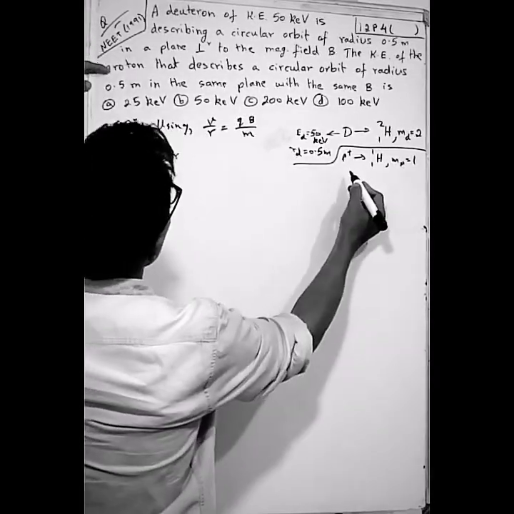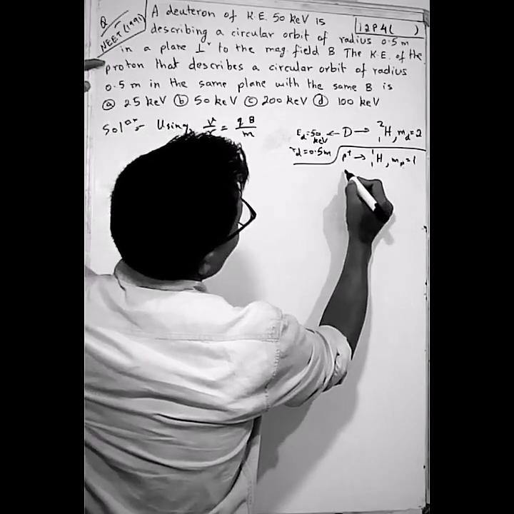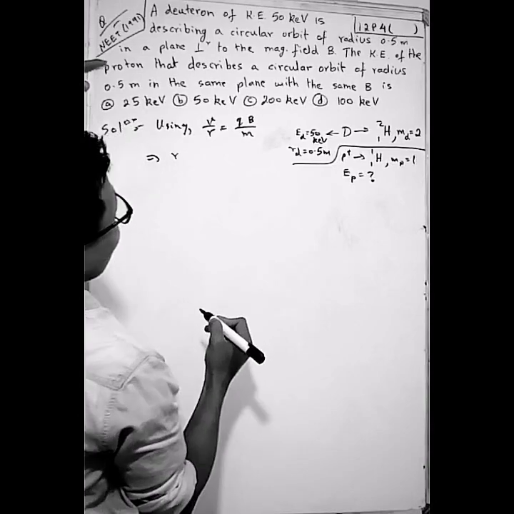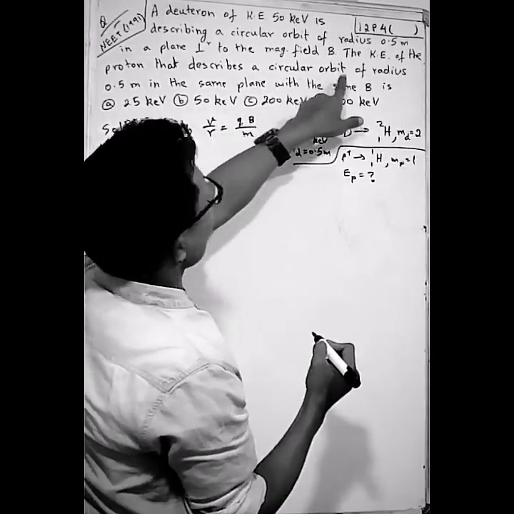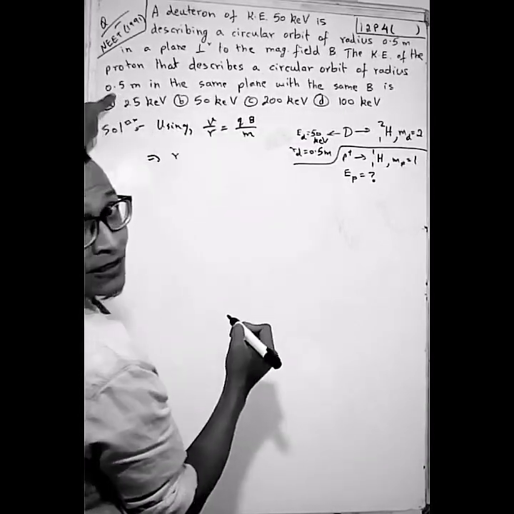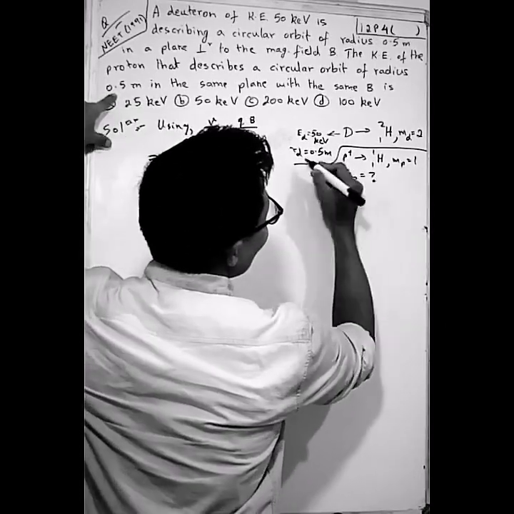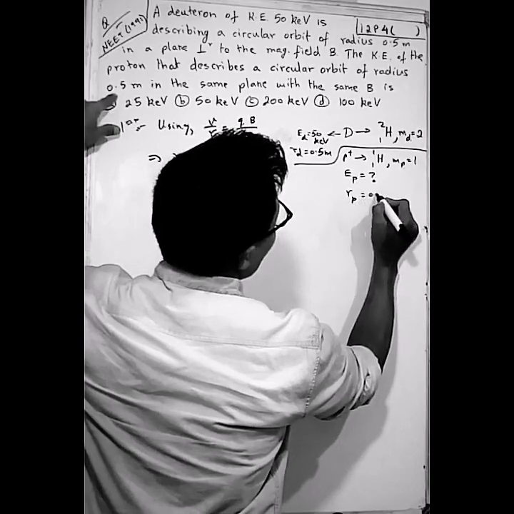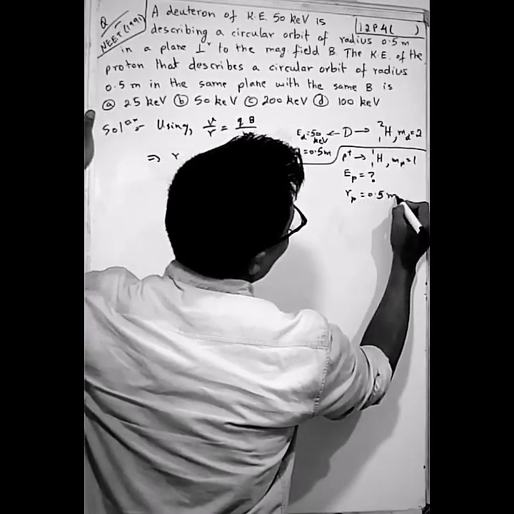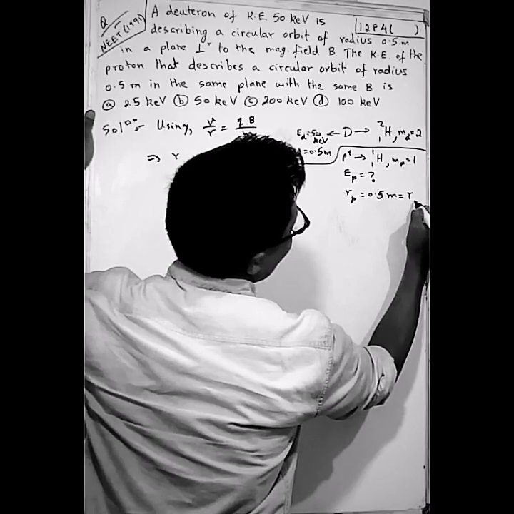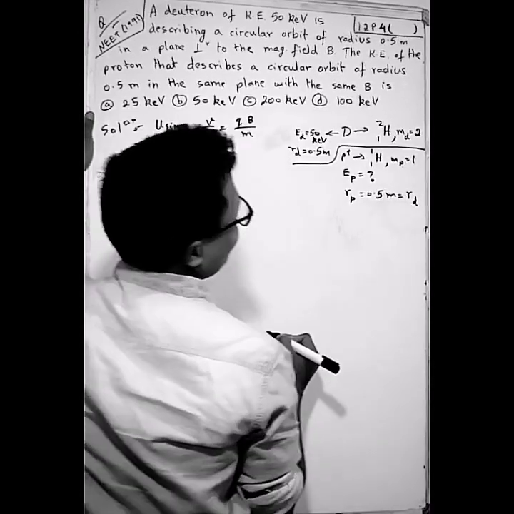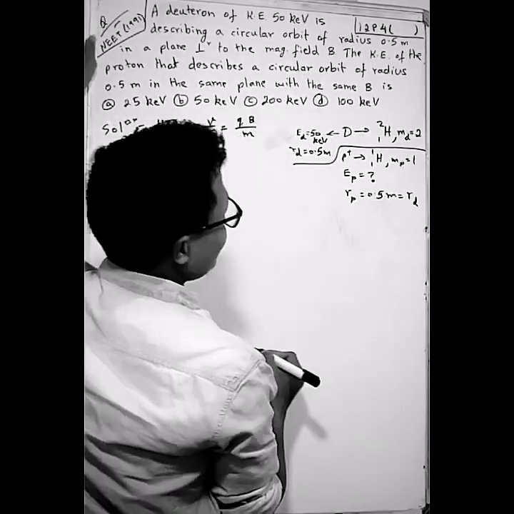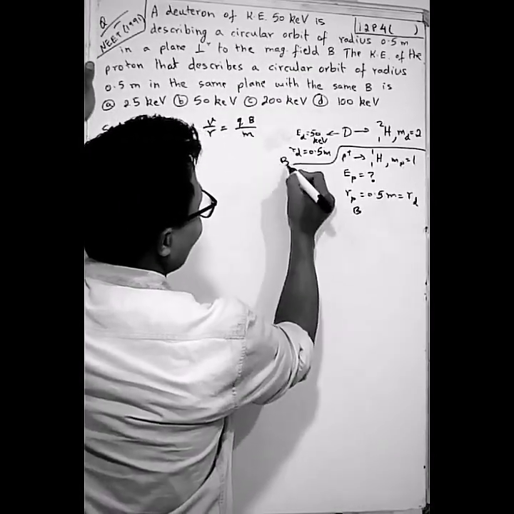The kinetic energy of a proton, E proton, we have to find out this one. Describing a circular orbit of radius how much? Same radius, right? RP equals 0.5 meter, which is equal to the radius for deuteron, in the same plane, with the same field, we have field B, right?